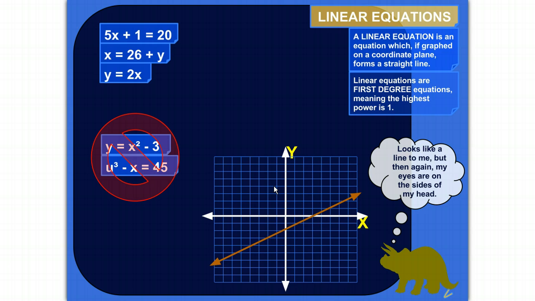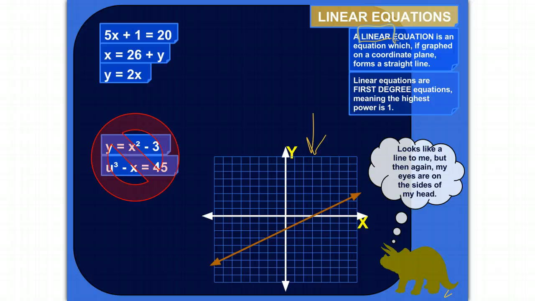Well, I would say probably the reason why it's called a linear equation is because if you graph it on a coordinate plane like this, it actually looks like a straight line. It forms a straight line. And linear just means line. Okay. So if you graph it, it's a straight line. So that's one way to tell if something is a linear equation.